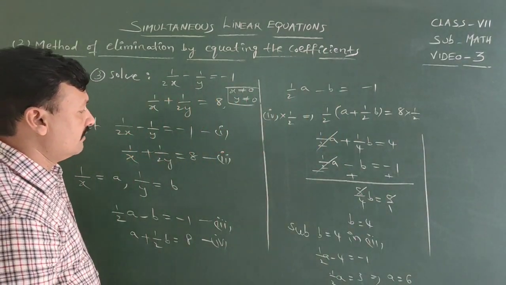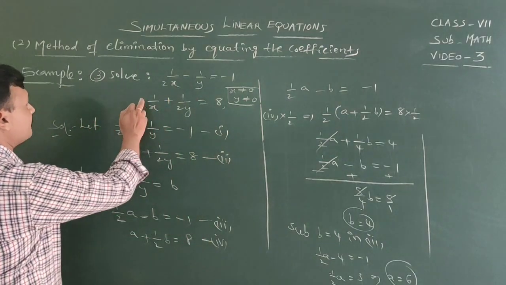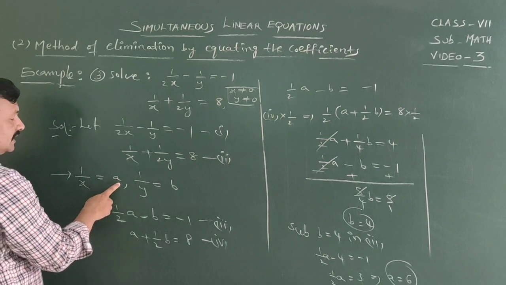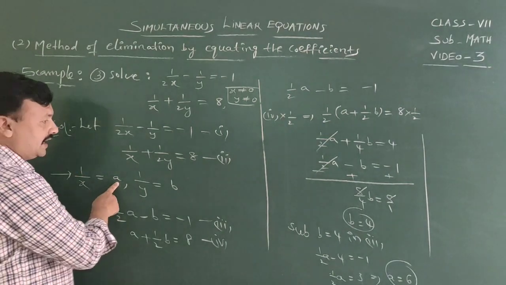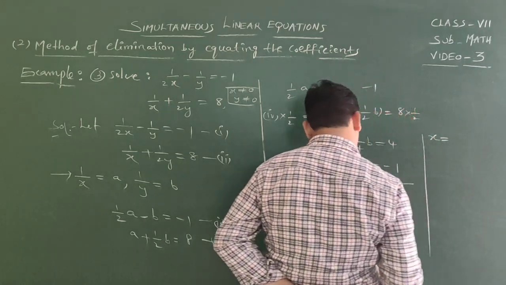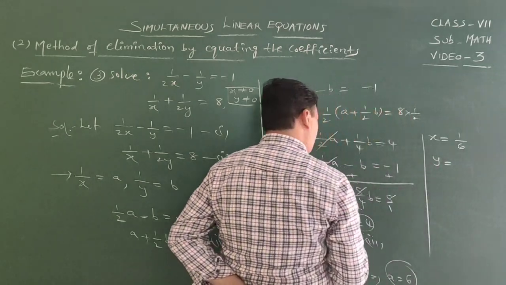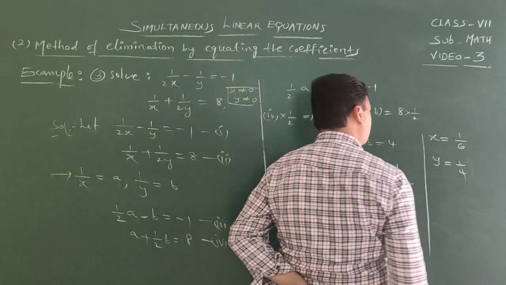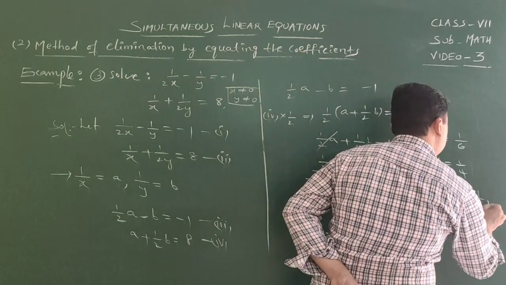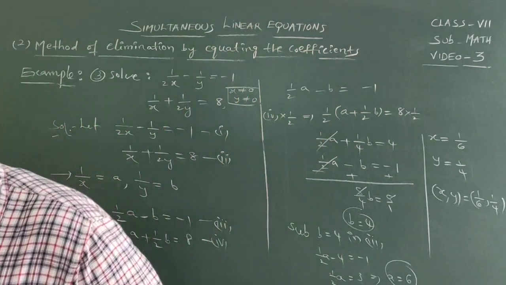We don't want the values of a and b. We want the values of x and y. So there is a relation between x and a. Here 1 by x is a, so x is 1 by a, that is 1 by 6. y is 1 by b, that is 1 by 4. Now the solution is 1 by 6 comma 1 by 4. The solution is 1 by 6 and 1 by 4.